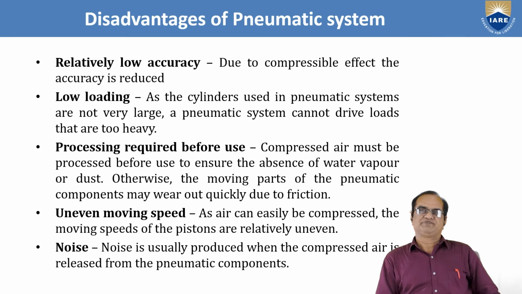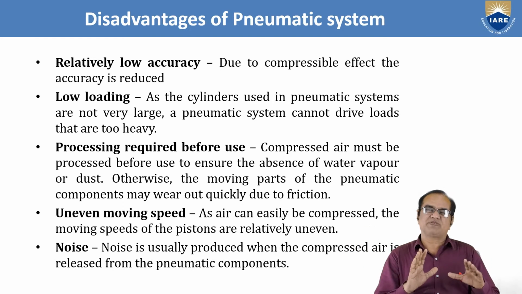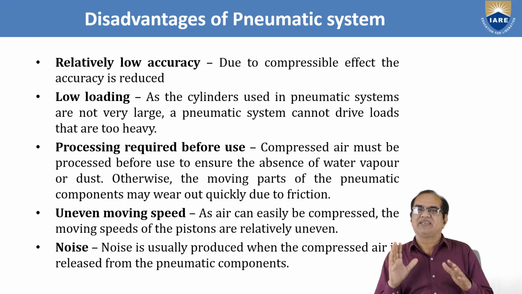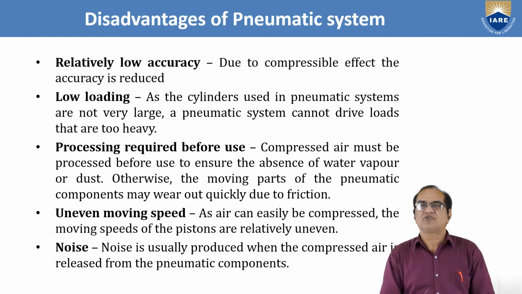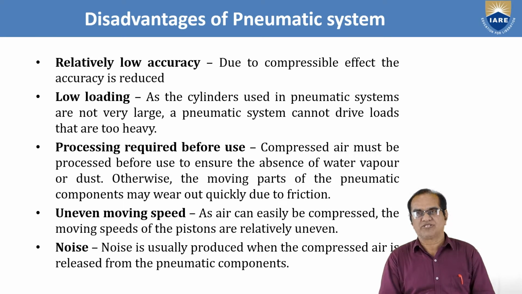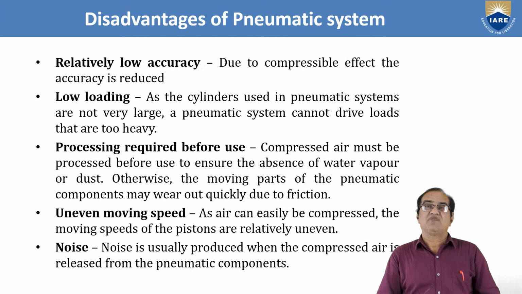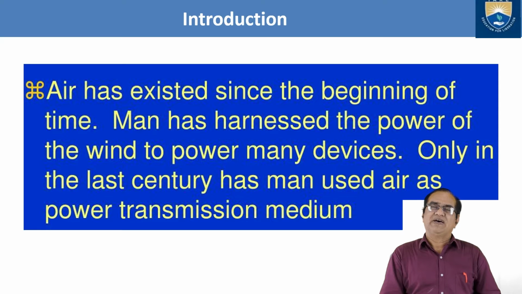Uneven moving speed. As air can easily be compressed, the moving speed of the pistons is relatively uneven. Pistons are not moving at the same speed. It may go less or it may go high. It may vary. Noise is usually produced when the compressed air is released from the pneumatic components. So the noise is also very heavy compared to the hydraulic system. So these are the few disadvantages which every pneumatic system has, and we should make sure we take care of these disadvantages whenever we are using the pneumatic system.